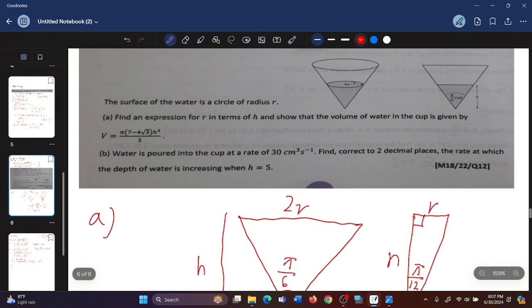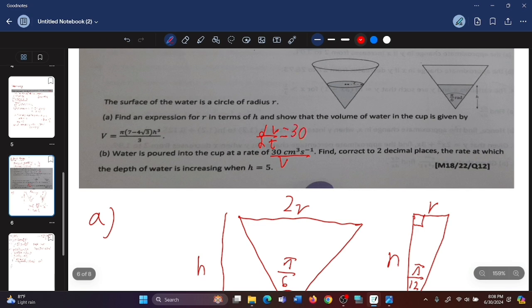In part B, we are asked: water is poured into the cup at a rate of 30 centimeter cube per second. So the rate of change in volume, that is dV by dt. 30 centimeter cube is the volume of water that is poured inside the container. So it is change in volume by change in t. As I said, the rate of change means dV by dt.